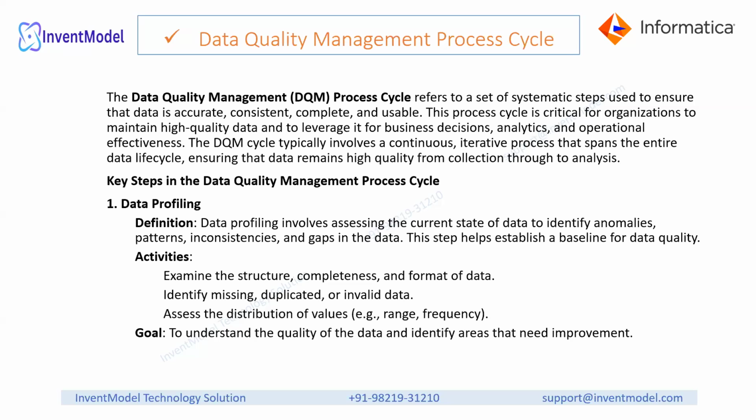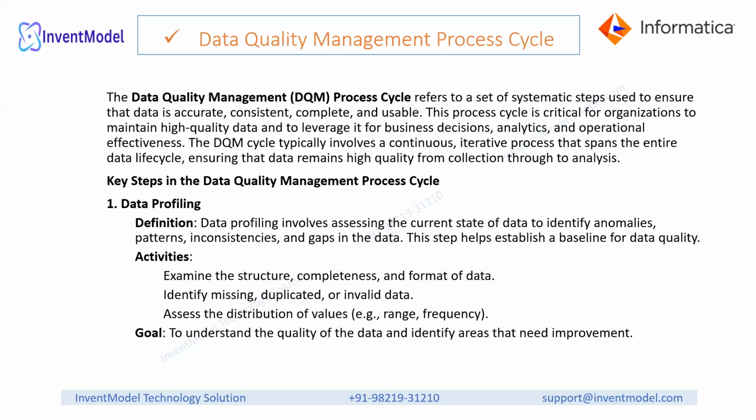This process cycle is critical for organizations to maintain high quality data and to leverage it for business decisions, analysis, and operational effectiveness. The DQM cycle typically involves a continuous, iterative process that spans the entire data lifecycle, ensuring that data remains high quality from collection through to analysis. We have some key steps that we follow in the DQM process cycle. Let's try to understand those key steps.